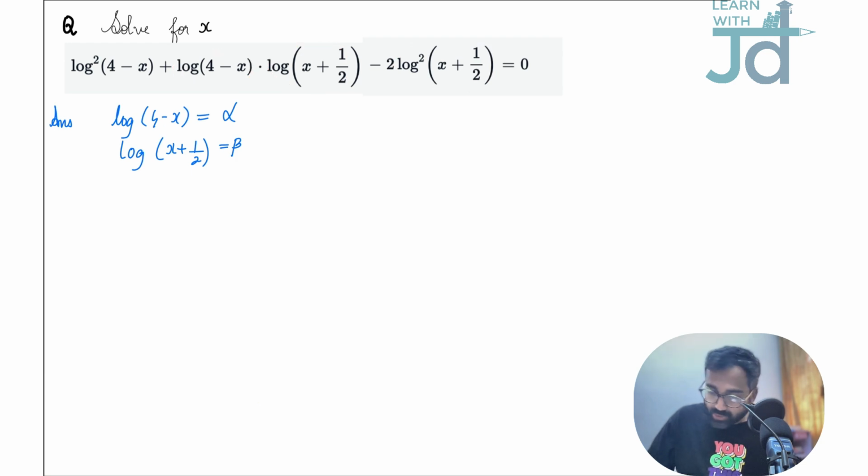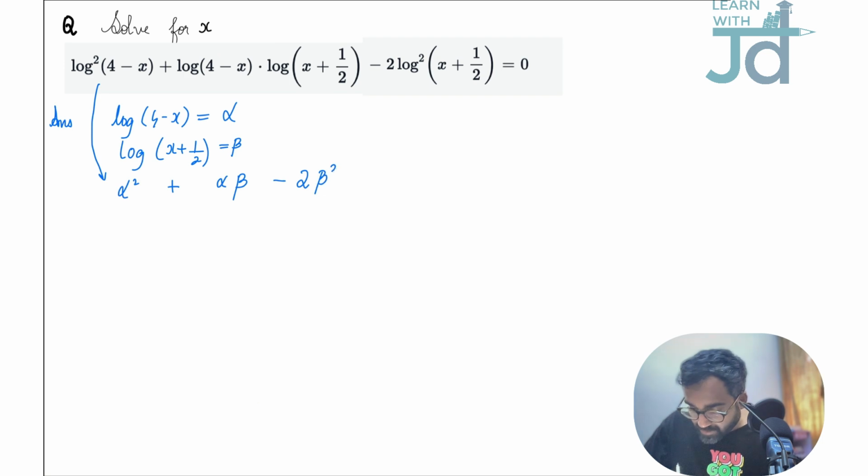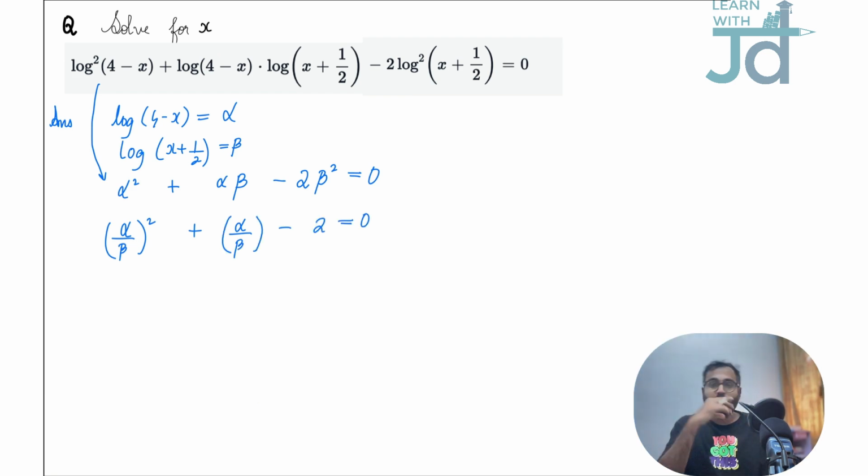Agreed? So I'll write this equation in terms of alpha and beta. First alpha square comes, plus alpha into beta. There is no number here, nothing. So just pure alpha, pure beta. Here minus 2 times, this whole thing, beta square. Here you can either divide it by beta square or you can factorize it. Here I am dividing it by beta square. So alpha by beta, as I showed you before, it becomes alpha by beta whole square plus alpha by beta minus 2 is equal to 0. I divided the entire equation by beta square.